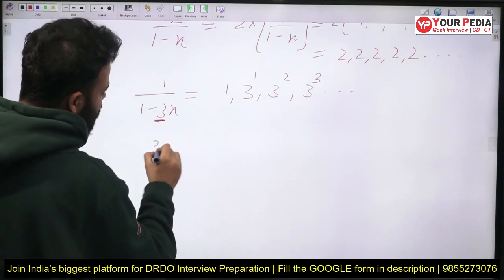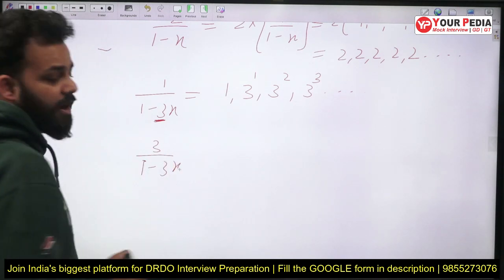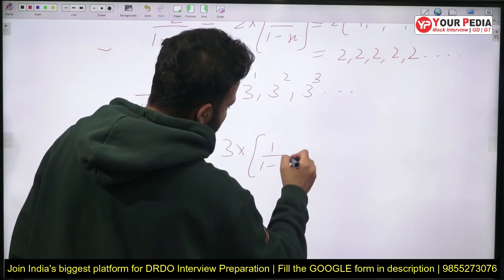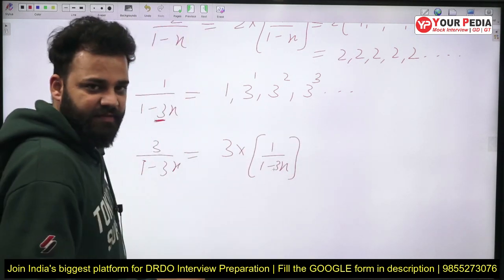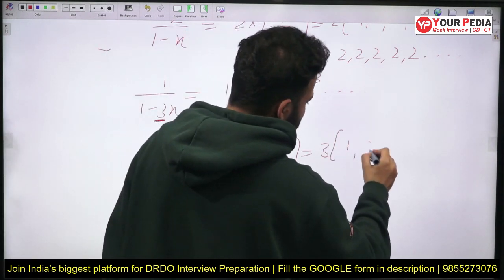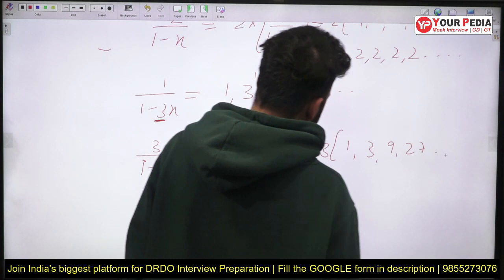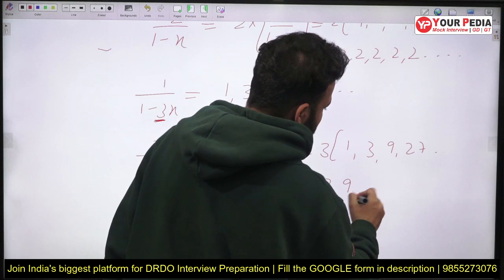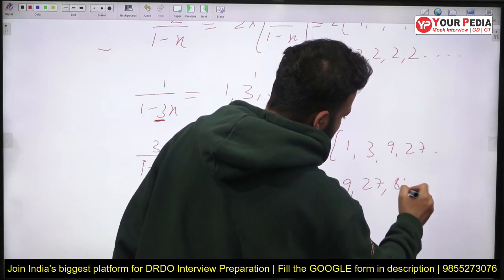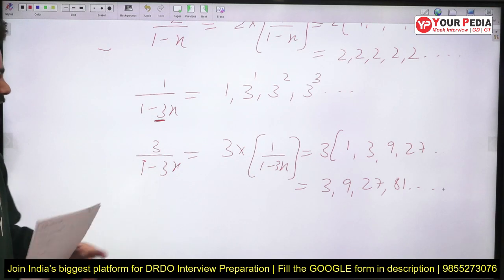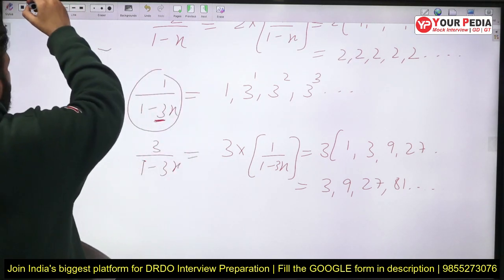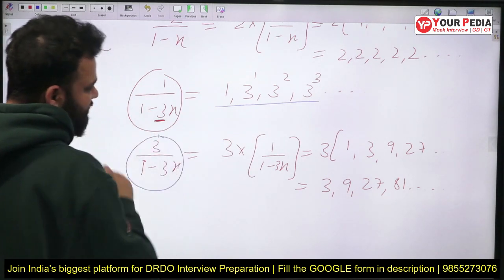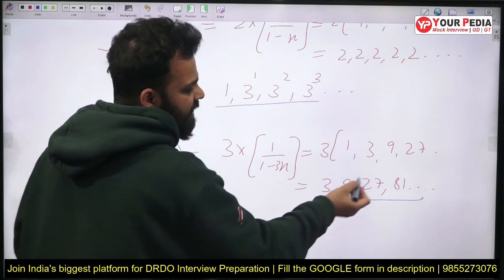But let's say if I do 3 by 1 minus 3x. Now what it is doing is 3 into 1 by 1 minus 3x. So the sequence for this will be 1, 3, 9, 27, and so on. But when you multiply this with 3, the sequence will not start from 1, it will start from 3. So this is how a little change in the generating function matters. For this, the sequence was 1, 3, 9, 27. But if you do this little change, the sequence will be 3, 9, 27, 81.